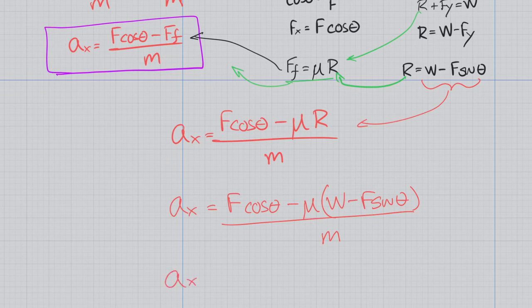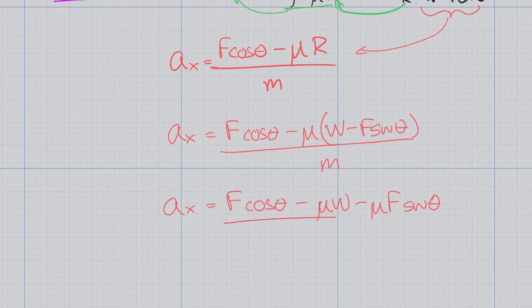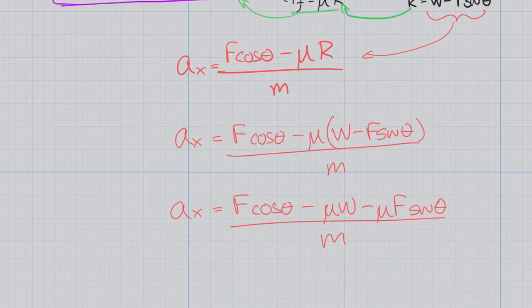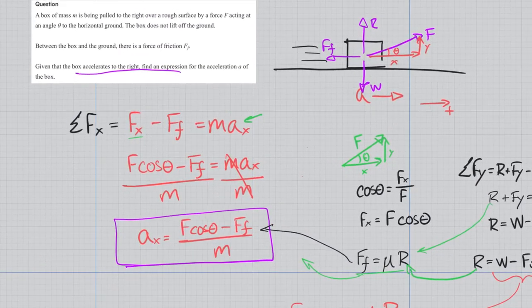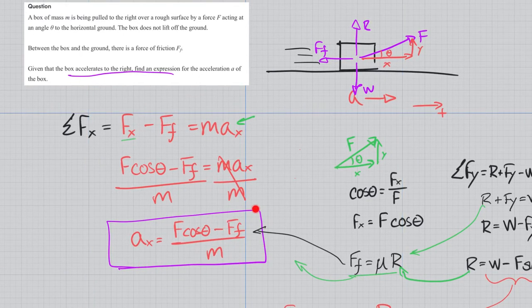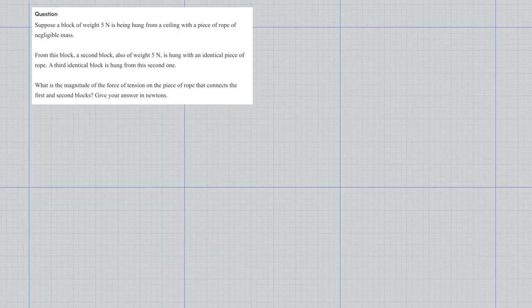And if we were to clean that up a little bit, F cosine theta minus mu times my weight minus mu times my pull force sine theta, divided by my mass. And so it's another way that we could solve for that. But again, we're not asked to, and I doubt that you would be asked to in a problem, right? But we need to be able to solve for this without any numbers and just manipulating my variables and being able to identify what's the acceleration going to be based on the frictional force, the pull force, and my mass.